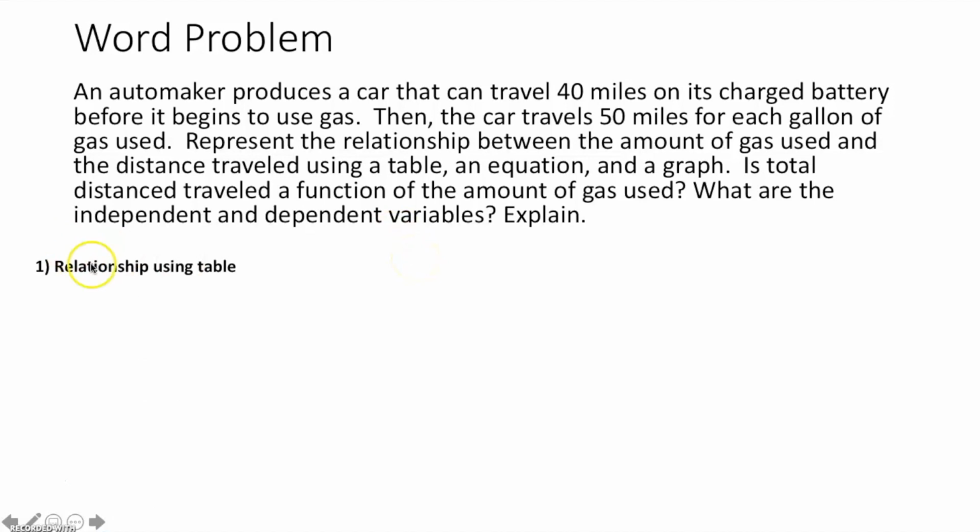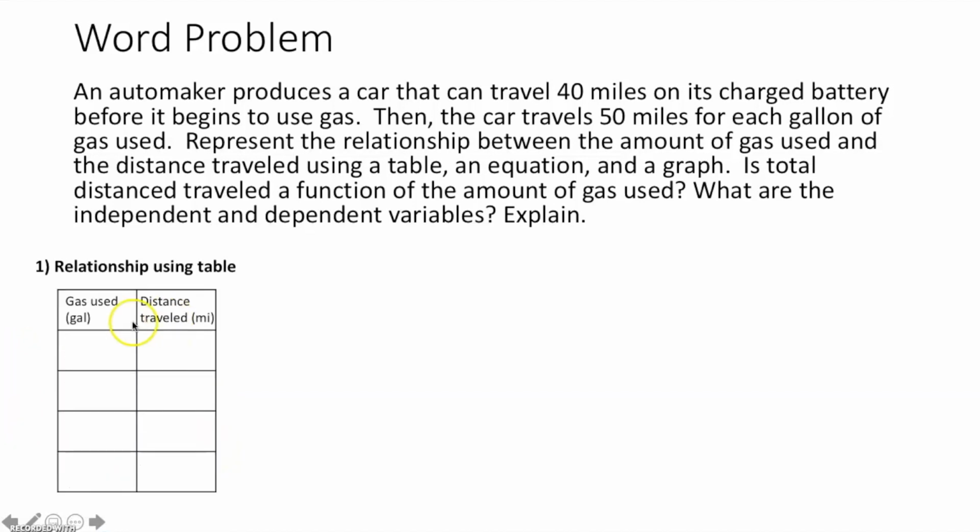So let's start by making our table, because that's what it wants us to do first. In our table, we're going to have two columns. What are our two columns going to be? Well, it says it can travel 40 miles on its charged battery before it begins to use gas. And then the car travels 50 miles each gallon of gas used. Interesting. So each gallon of gas used, we travel a certain amount of miles, meaning I feel like our X is going to be the amount of gas that we use, and our Y is going to be the distance that we travel on that gas. There we go. We now have our table.